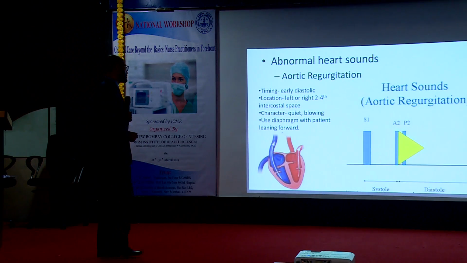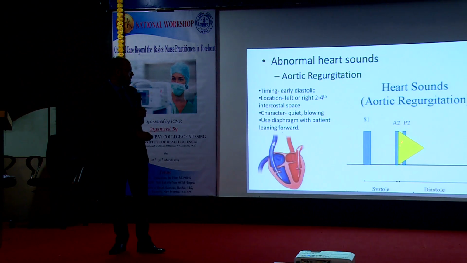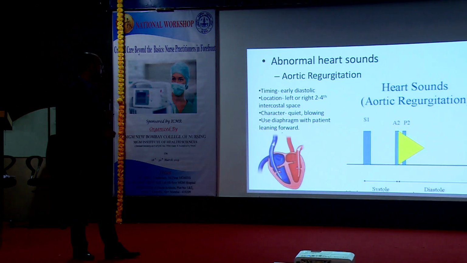What about aortic regurgitation? What happens in aortic regurgitation? It's a diastolic murmur. So between S1 and S2, it happens after S2. Okay, and this is called a decrescendo murmur. It starts out loud and then tails off. Again, heard at the Erb's point, in the left third intercostal space.